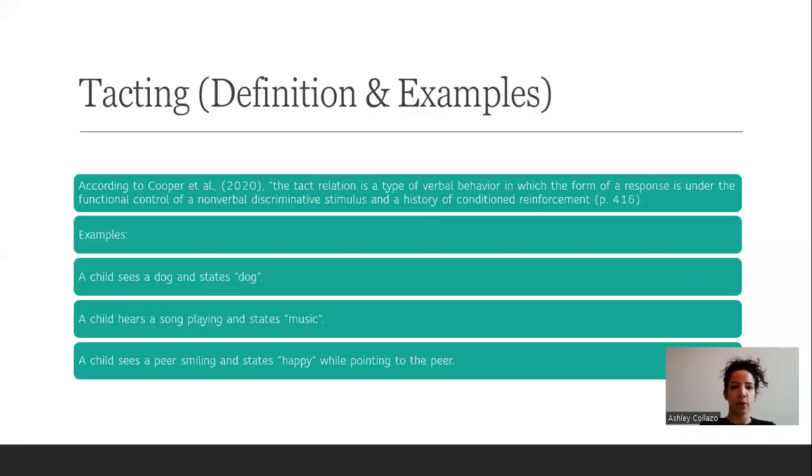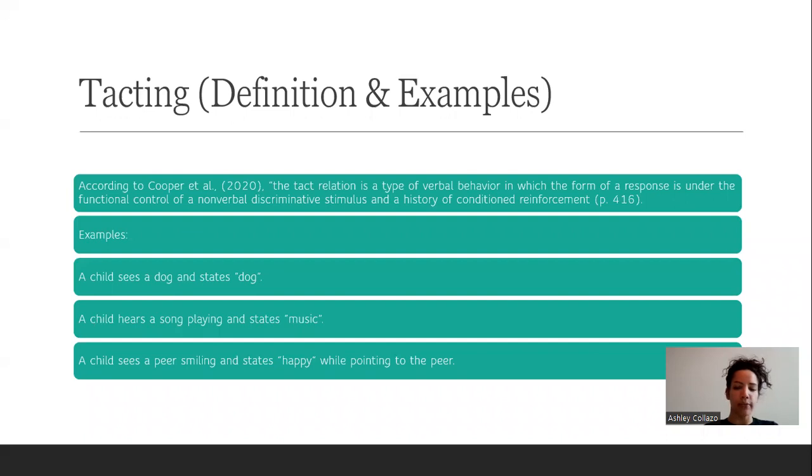So first, I'm going to give you a definition of what tacting is. According to Cooper, the tact relation is a type of verbal behavior in which the form of a response is under the functional control of a nonverbal discriminative stimulus and a history of conditioned reinforcement. And I also provided various examples as well.